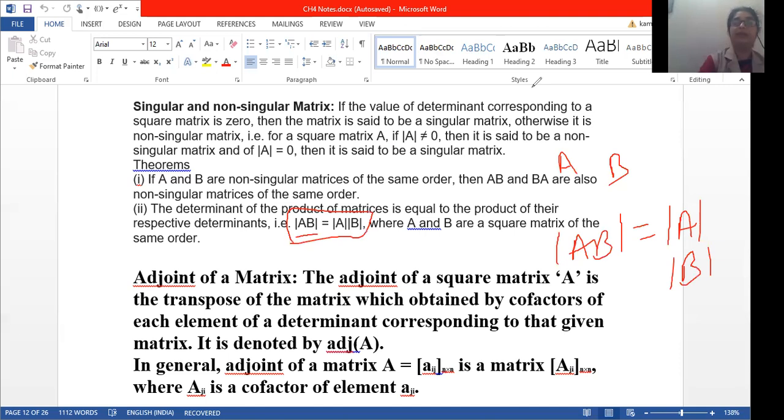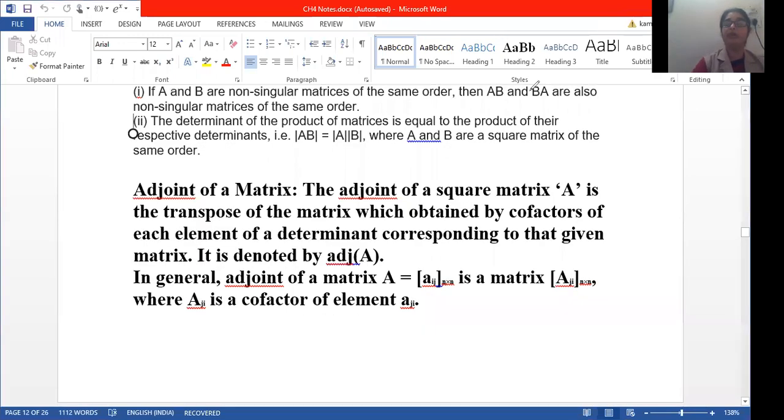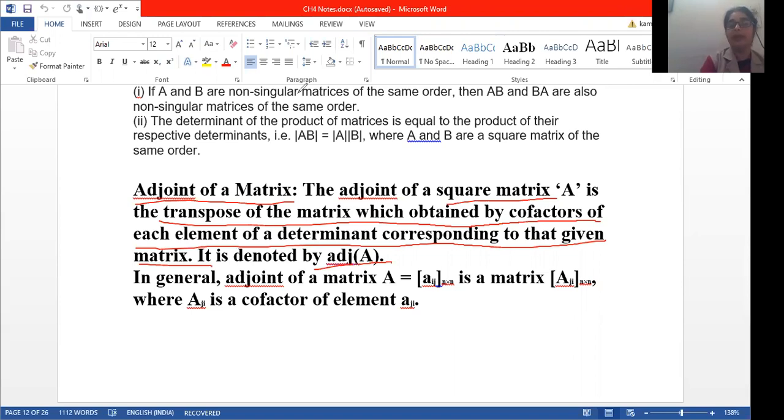Then comes the adjoint of a matrix. This is very important because it will help you in finding the inverse of the matrix. I have already explained what the inverse of a matrix is and how you can find the inverse using transformations. But here I will explain how to find the inverse using adjoint. So first you should know how to calculate adjoint. What is adjoint? The adjoint of a square matrix A is the transpose of the matrix obtained by the cofactors of each element of the determinant corresponding to that given matrix. It is denoted by adjoint of A. Clear? If it is not clear, then I will explain.